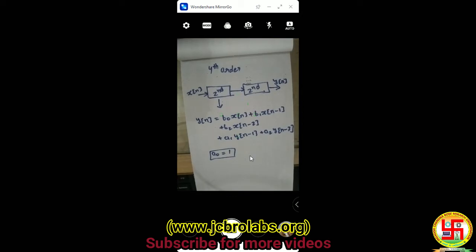We will be using a Matlab program in order to identify these coefficients. Basically, this video will be a two-part video. In the first part, we will write this Matlab code and identify the different coefficients. And then in the second part, we will be implementing it in real time.